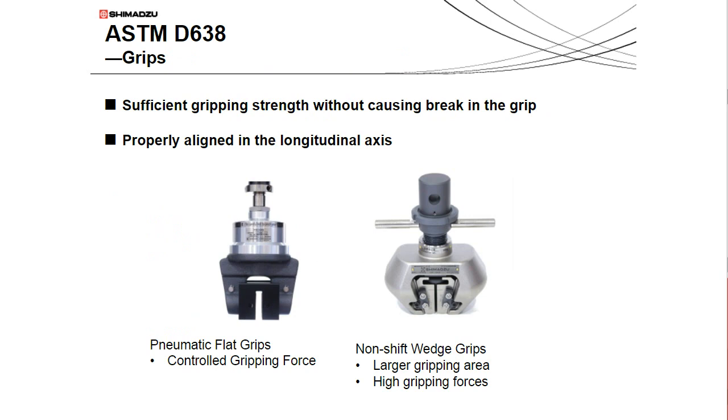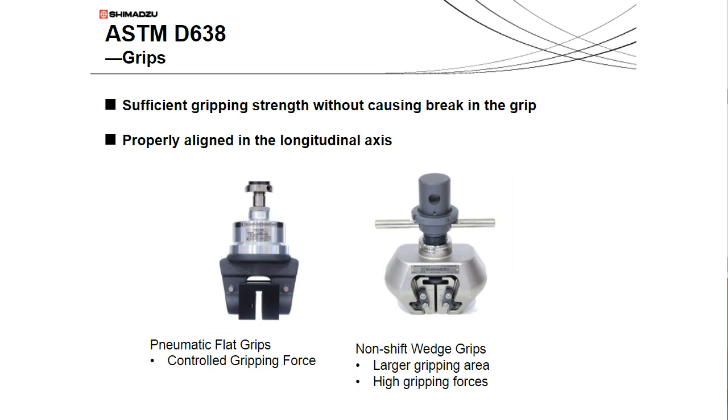The next hardware consideration will be the grips that are used to grip the samples. Proper alignment and gripping is an important factor in tensile testing. Although D638 doesn't make any specific requirements, it does suggest that steps are taken to ensure there's proper alignment and sufficient gripping force so that the samples don't slip or break within the grip.